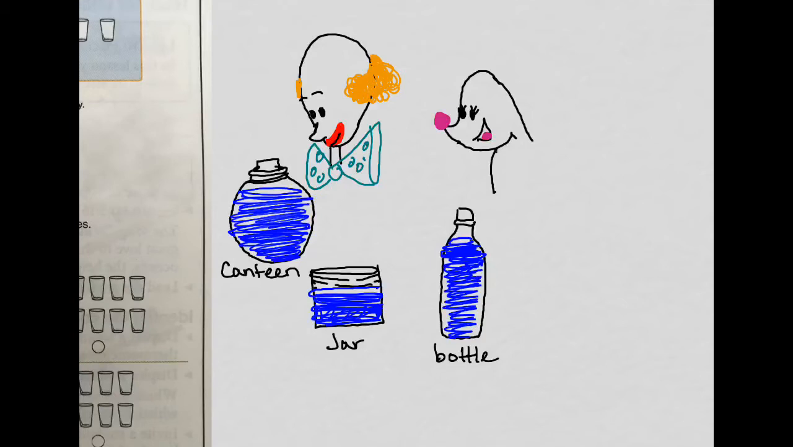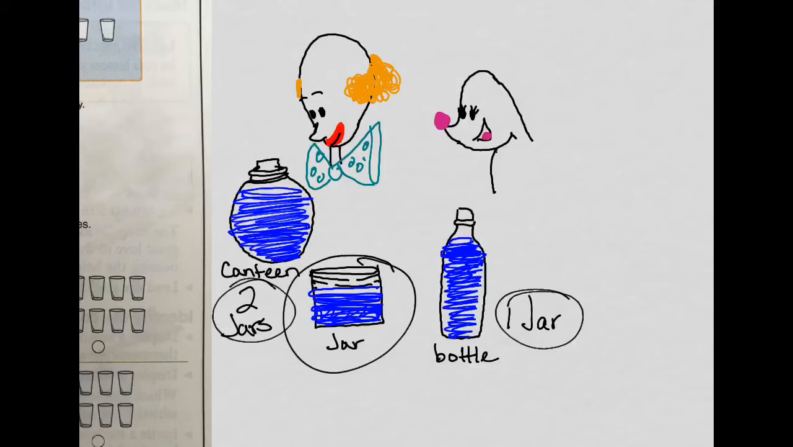So which holds more water? Digit's canteen or Cecilia's water bottle? If you said Digit's canteen, you're right. But how did you know? It's because Digit's canteen holds 2 jars of water, where Cecilia's bottle only holds 1 jar of water. Yep. So you know how sometimes when we do measurements, we talk about units because things are always measured in units. What was Digit's measurement unit? You're right. It was a jar. Very good.